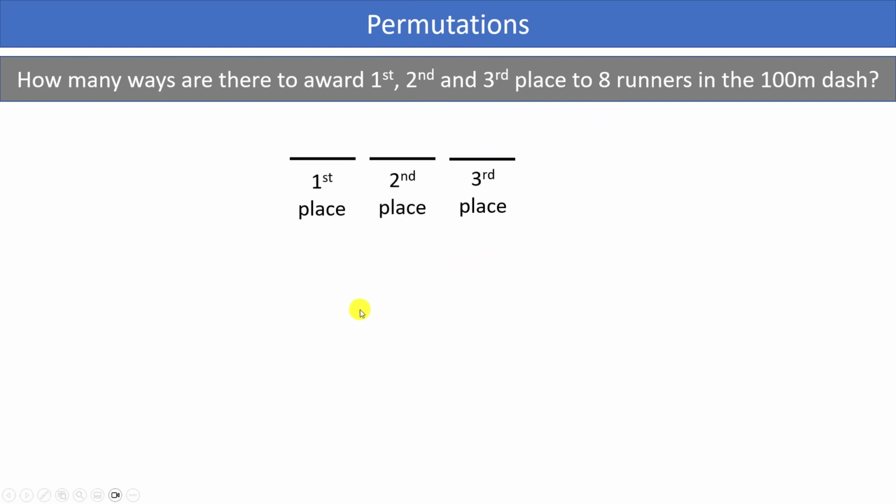So it's very similar, but we will only have 3 blanks this time, right? First place, second place, and third place. So how many ways are there to award first place? Well, there's 8 different people who are competing for first place. And once first place has been awarded, there are 7 people remaining competing for second place, and then 6 people remaining for third place. So based on the multiplication rule of counting, we have 8 times 7 times 6, or 336 different ways to award these 3 places.